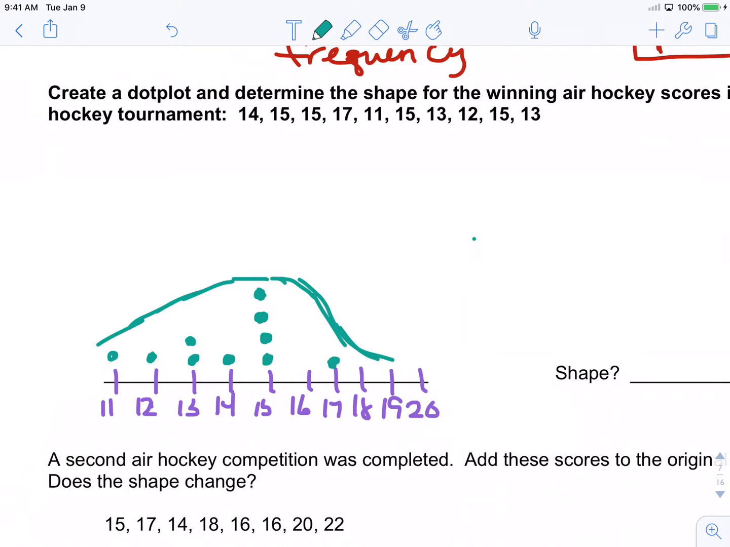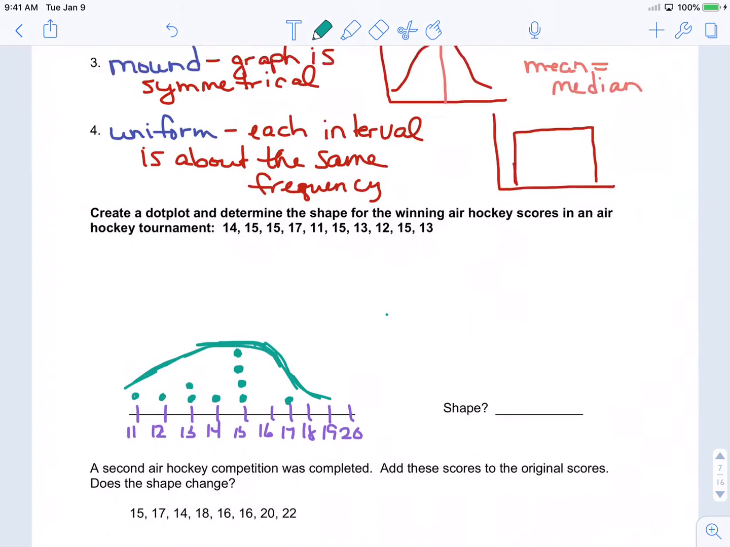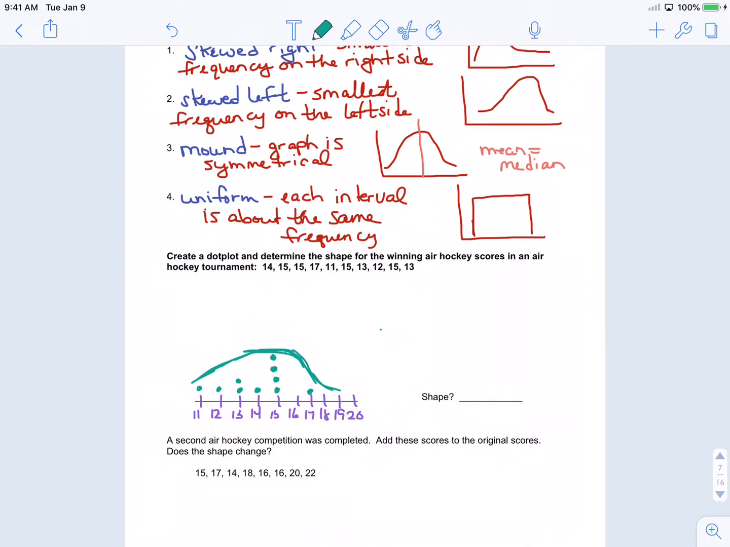So if I was trying to just trace or draw a general curve around the data, and you look at this shape, thinking about the definition, most of our data is on the left side of the graph. The least amount of data is on the right, and there's just one data point at 17. So this graph would be skewed right.